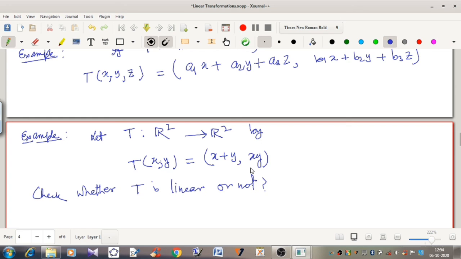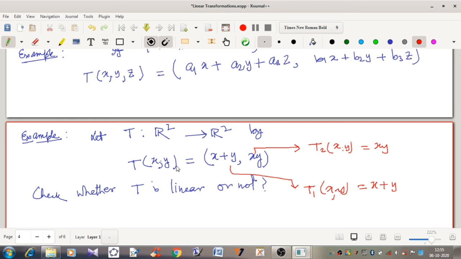The answer is no, this map is not linear, because if you look at the first coordinate, that is T1 of x, y, that is a linear map, but the second coordinate T2 of x, y is actually x multiplied by y. Obviously if T is linear, then T2 looks like ax plus by type, but here T2 of x, y is equal to x multiplied by y. So this map is not linear.